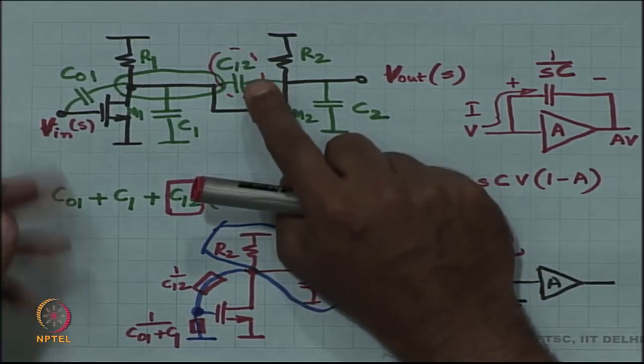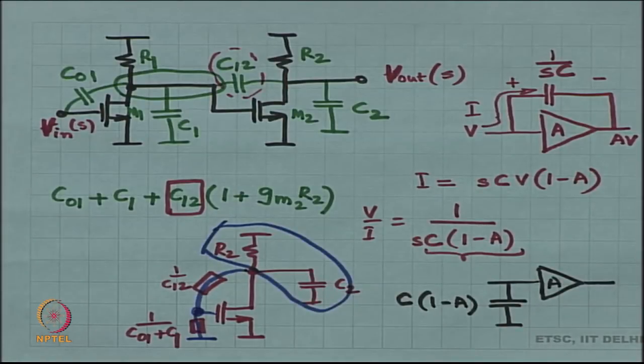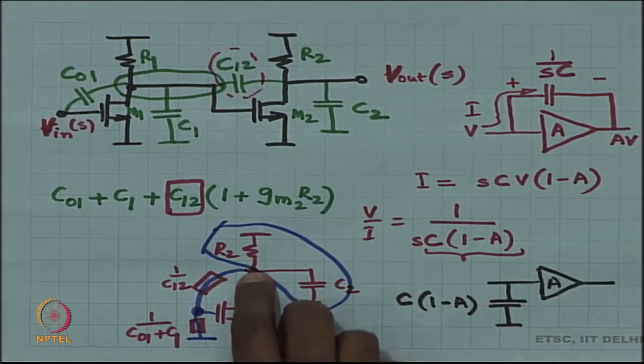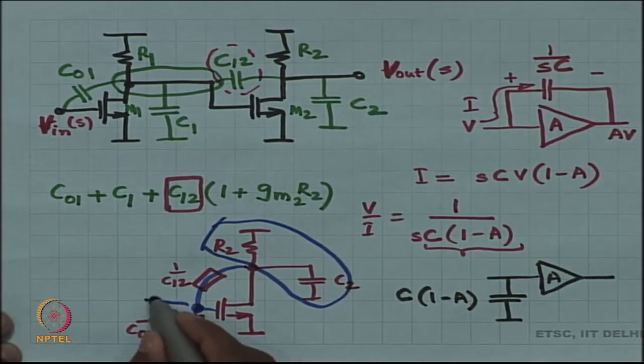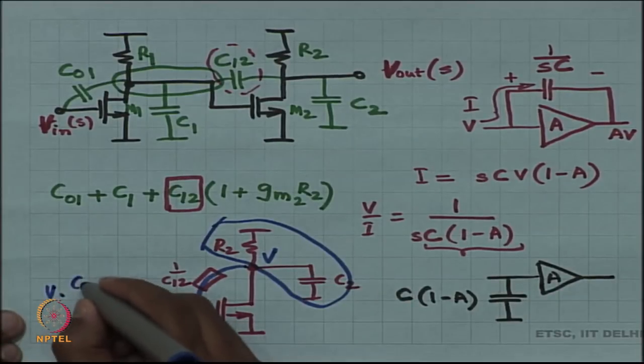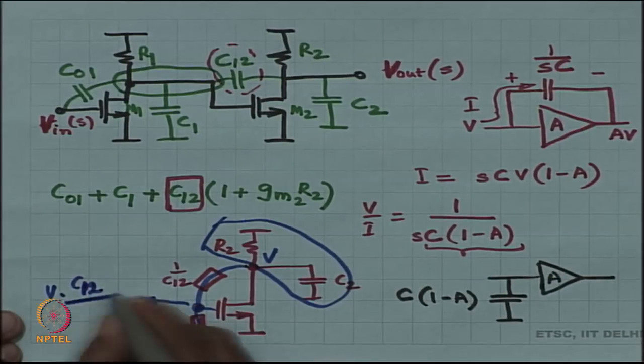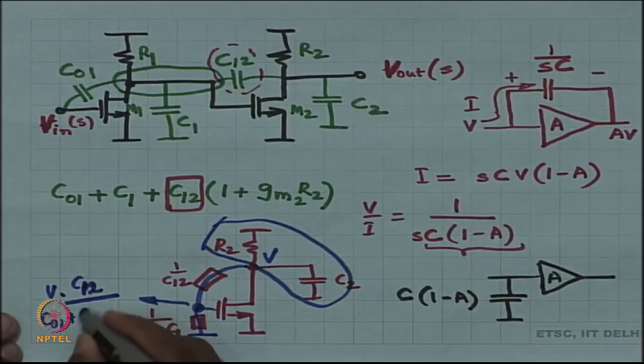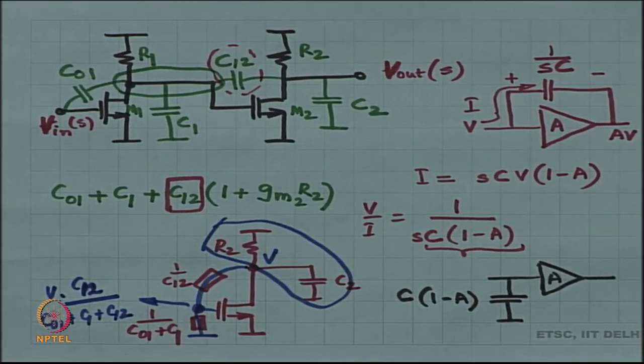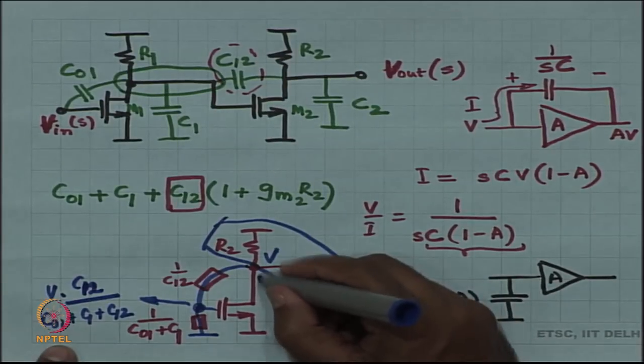If you think in terms of capacitors, then it is inversely proportional. So if I apply V over here, then the voltage here is V times, sorry, V times C12 divided by C01 plus C1 plus C12. You do the 1 by and then simplify, and this is what you will get. Is this clear? Great.